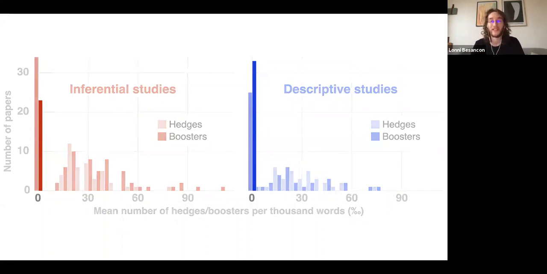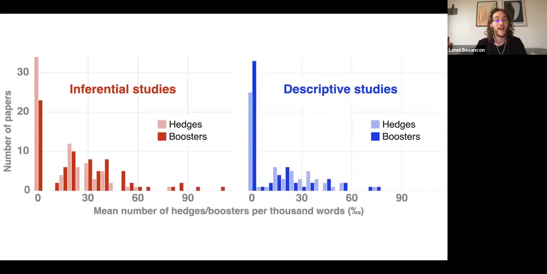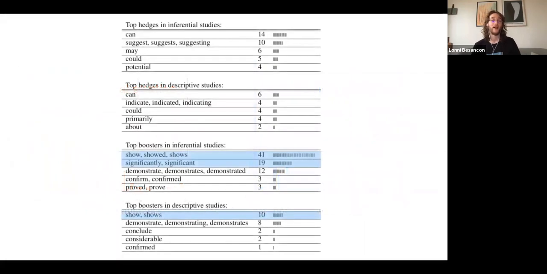I'm not sure, but actually it's something that was quite surprising to me as a finding. But yeah, as I said before, inferential studies tended to use more boosters than descriptive studies. And so if we look at the top boosters in inferential studies, that's the one I highlighted on this image, words such as showed, shows, or significant, significantly were considered as potential boosters.